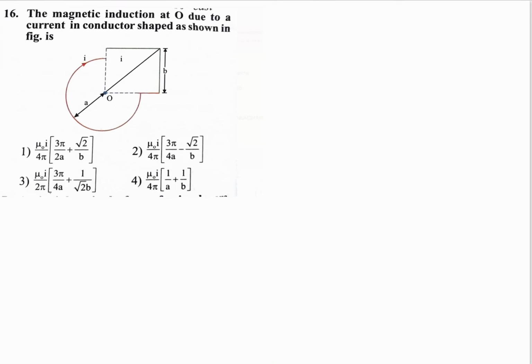So this is the question. This is a level 3 question: the magnetic induction at O due to a current conductor shaped as shown in the figure.